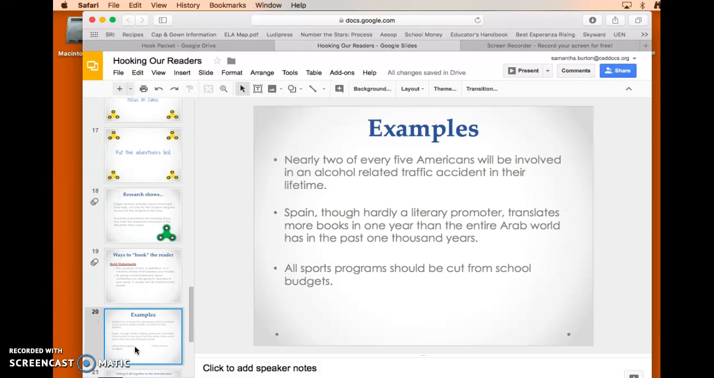Here's a couple examples. Nearly 2 of every 5 Americans will be involved in an alcohol-related traffic accident in their lifetime. That's shocking. Spain, though hardly a literary promoter, translates more books in 1 year than the entire Arab world in the past 1,000 years. All sports programs should be cut from school budgets.